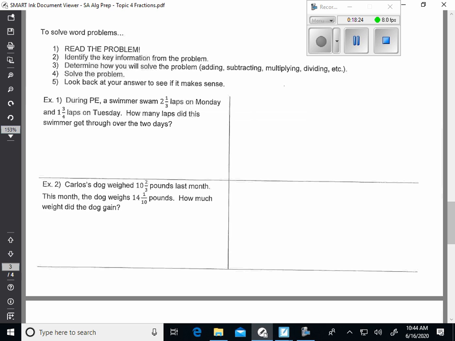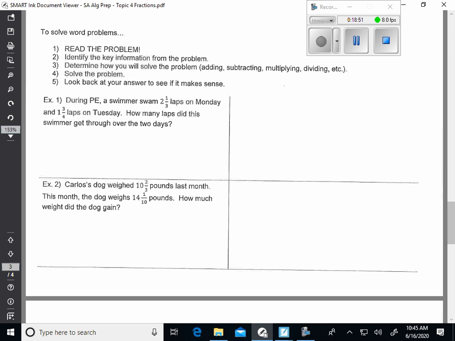Word problems. So remember, to solve a word problem, number 1, read the problem. Identify the key information in the problem. Determine how you will solve it, whether it's adding, subtracting, multiplying, or dividing. Solve the problem, and then lastly, look back to see if your answer makes sense. So let's look at our word problems.